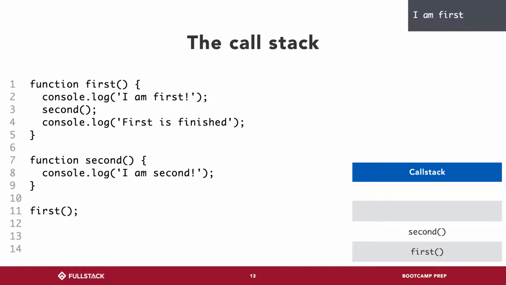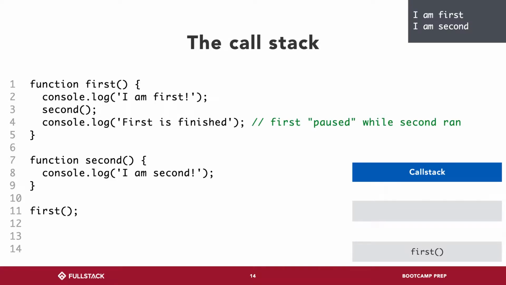So now that second is on the call stack, first is on hold, and we're going to run second. So I am second runs here. Then second is actually done running, so second gets taken off. And then since first was paused while second ran, we can now continue and make it to the third line. So first is finished, then it console logs, and then first can be taken off of the call stack.